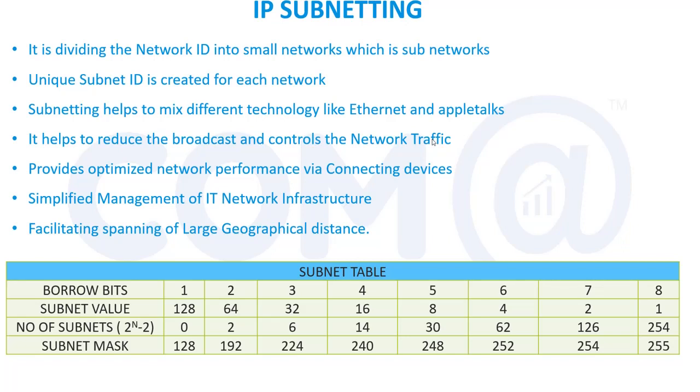Like if you take one range of IP addresses, like 192.168.1.0, it is a /24 network. It means it will have IP addresses from 192.168.1.0 to 192.168.1.255. So approximately 254 IPs will be there.